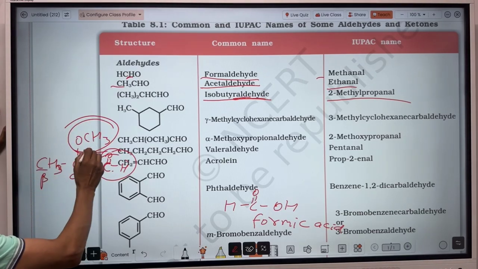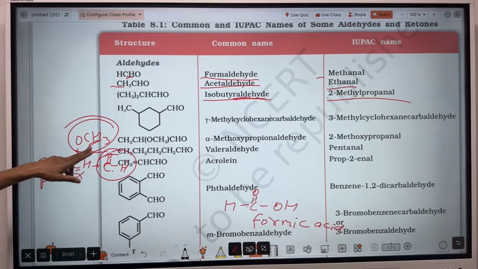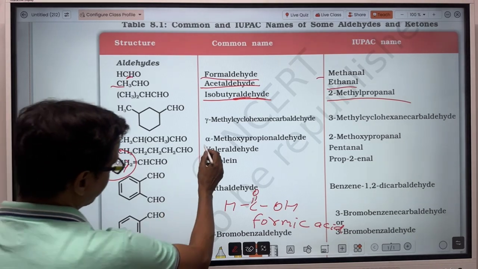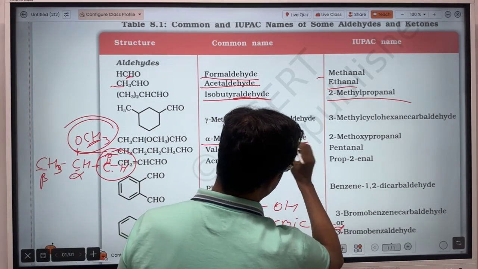This is not a beta carbon, because here CH3 is bonded to the oxygen, and that oxygen is bonded to the main chain. So that's why this one is the beta carbon. So here the methoxy group is at the alpha carbon. So that's why we write alpha methoxy propanal. Here it is an aldehyde, so propionaldehyde. That's why it is written alpha methoxy propionaldehyde.